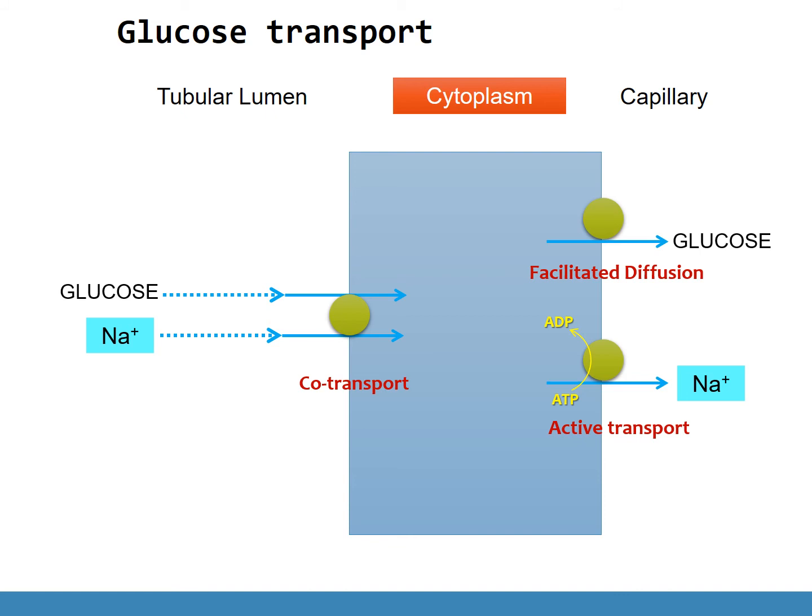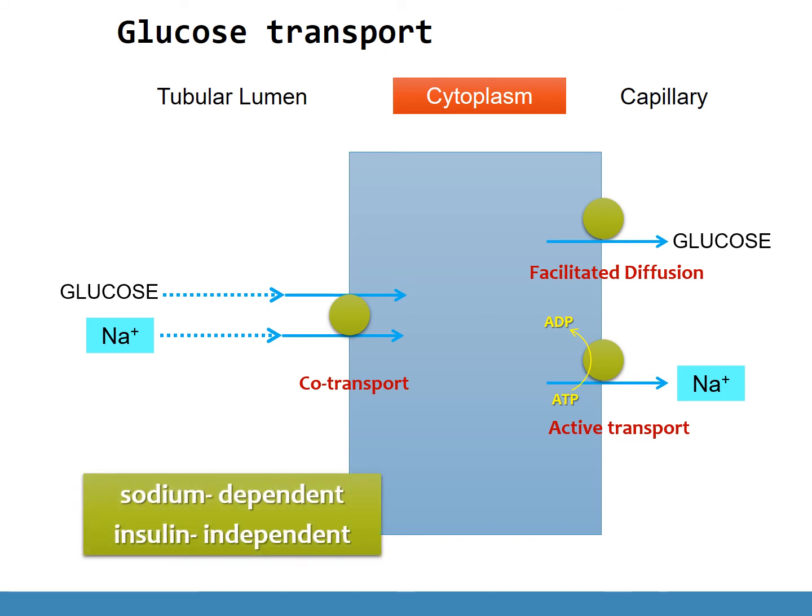So what is evident here? That sodium is reabsorbed actively, creating a sodium deficiency in the cytoplasm of these cells. When sodium from the tubular lumen moves into the cytoplasm of these cells, it carries a glucose along. And this glucose transport is sodium dependent but insulin independent. So the amount of glucose reabsorbed will not change as a response to changing concentrations of insulin in the blood.